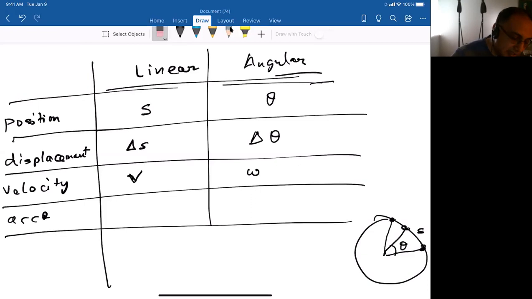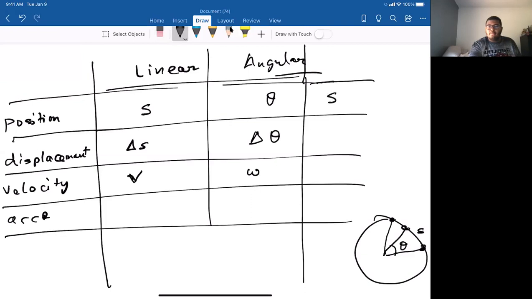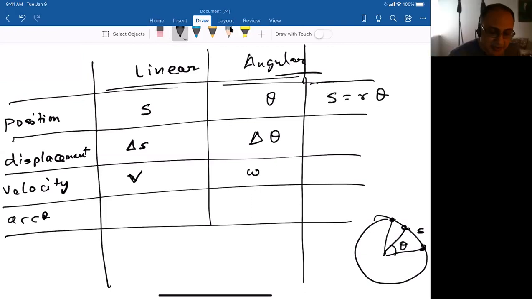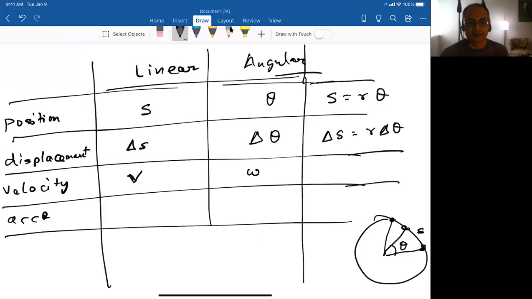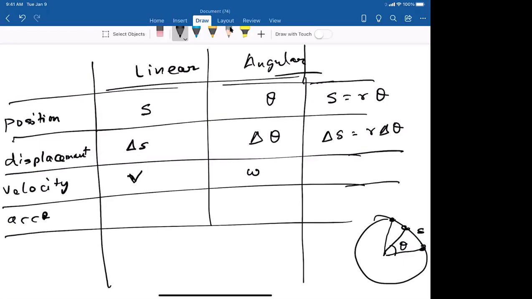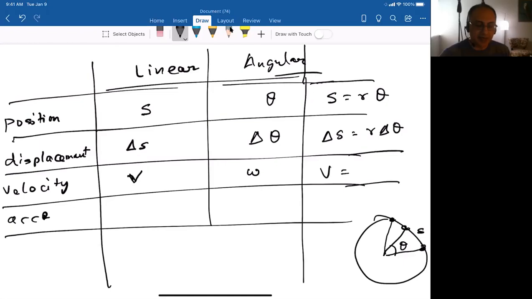Now, while we are doing this, we might as well also look at the relationships between these quantities. What is an equation that connects s and theta? Arc length. Yes, s is equal to r theta. The same equation will obviously connect delta s and delta theta. So delta s is equal to r delta theta. What is the equation that we derived that connects v and omega? Your tangential velocity is equal to r omega. v is equal to r omega, exactly.